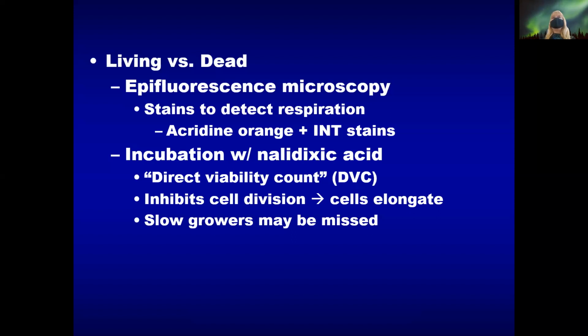And then if you have microbes that are really slow growing, this nalidixic acid treatment, if you don't let it go long enough, you'll miss a lot of the slower microbes that kind of just take their time. So this method is kind of fraught with some risks. And like I said, it's an older method, but it is something that can be done. That would not be my first choice, but the epifluorescence is something that is much more standard these days. It's quite a bit easier and the results are easier to pick out.